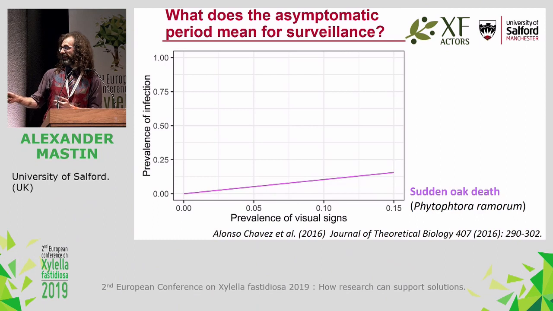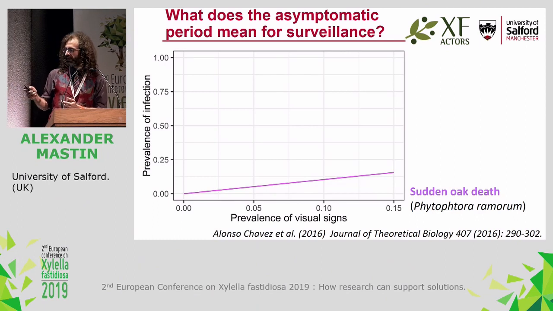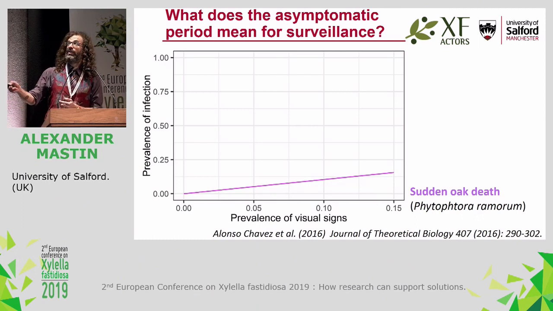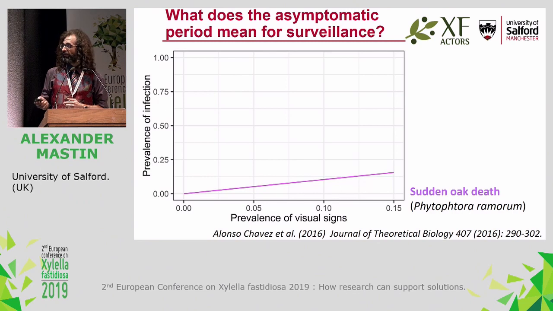And obviously, this axis goes up to about 15%. And on the y-axis here, we can look at the true prevalence of infection. Our formula allows us to look at how these two relate to each other. And we looked at this for a few different pathogens.